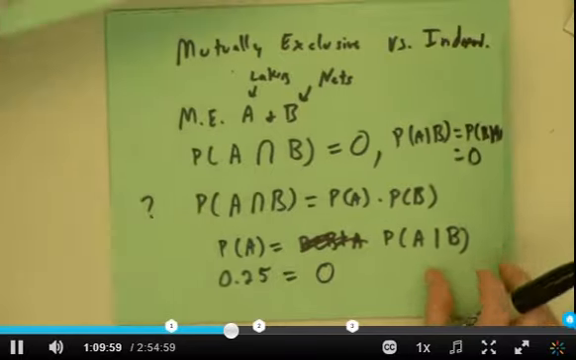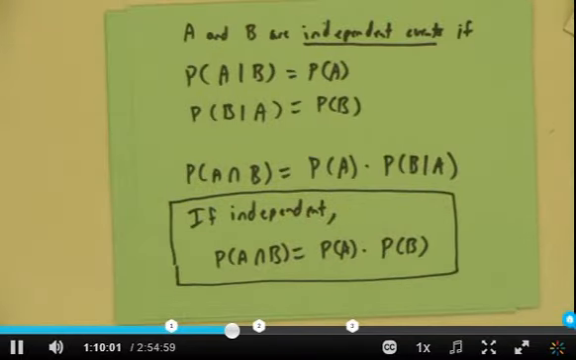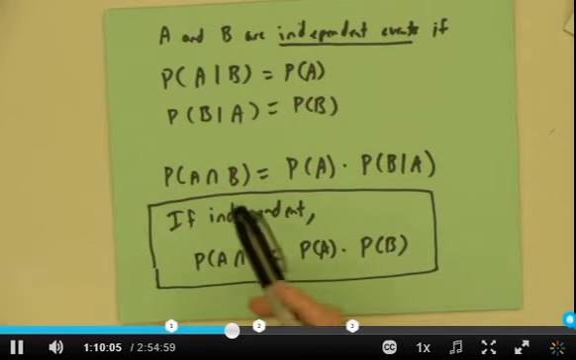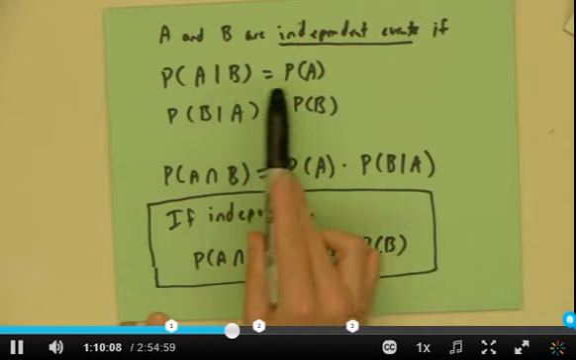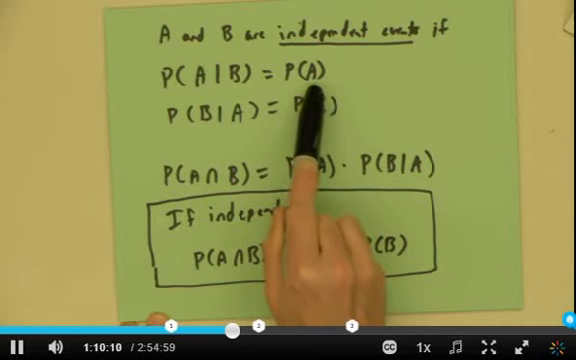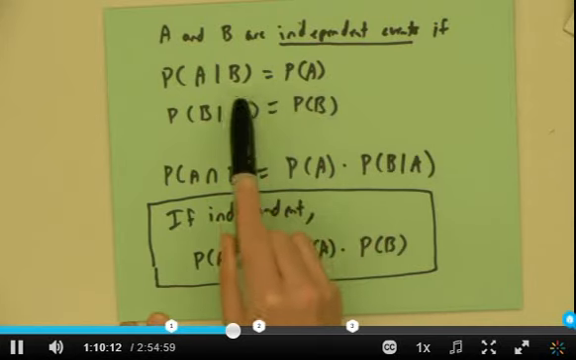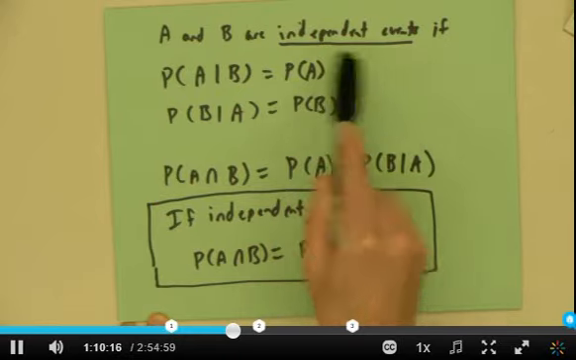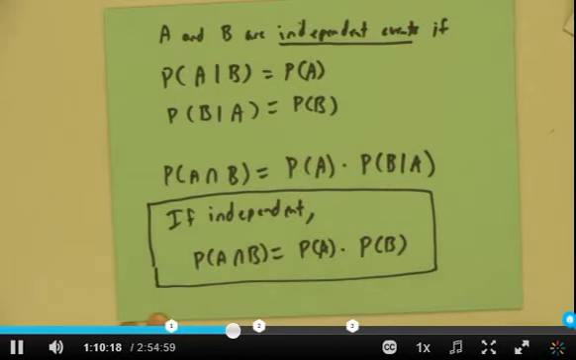Independent, on the other hand, means that knowing whether one happened or the other, or did not happen, has no influence on the probability of the other event happening. All right? So knowing whether B happened or didn't has no influence on A. This is not the case with the Lakers versus the Nets winning the championship.